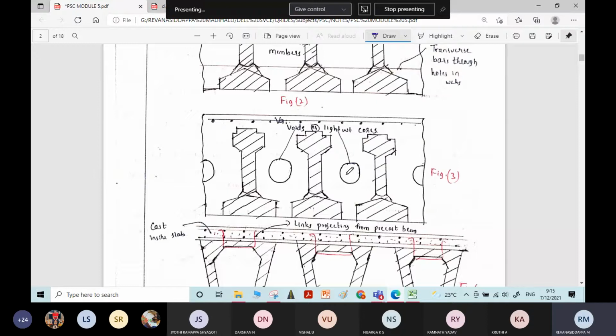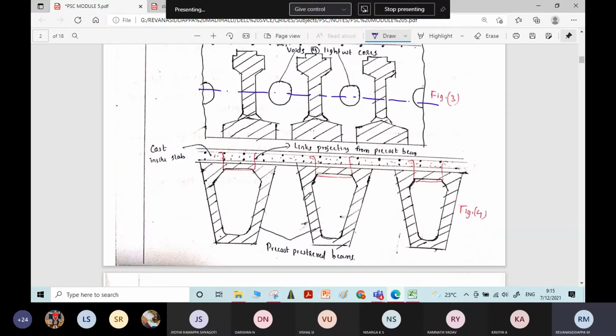And in the third case, there are some openings provided where the stresses are less or near to zero, especially at the neutral axis. You all know that at the neutral axis the stresses are near to zero. At that place, they have given some openings so that some cost of material will be saved, or utilization of the material in that zone will be saved.